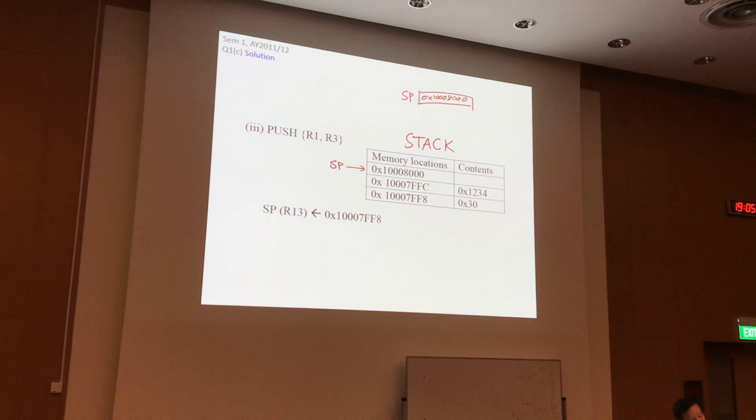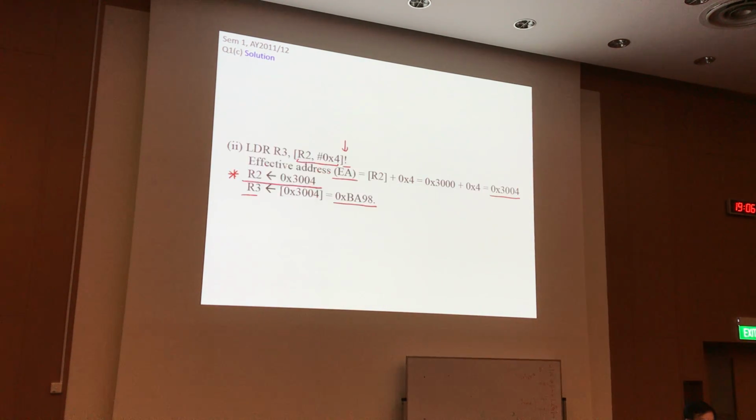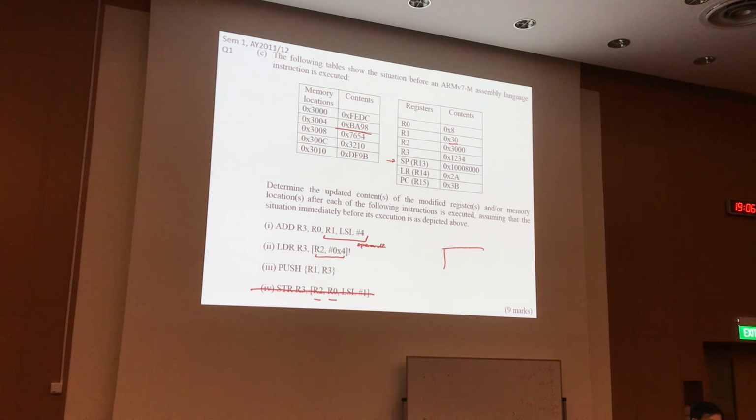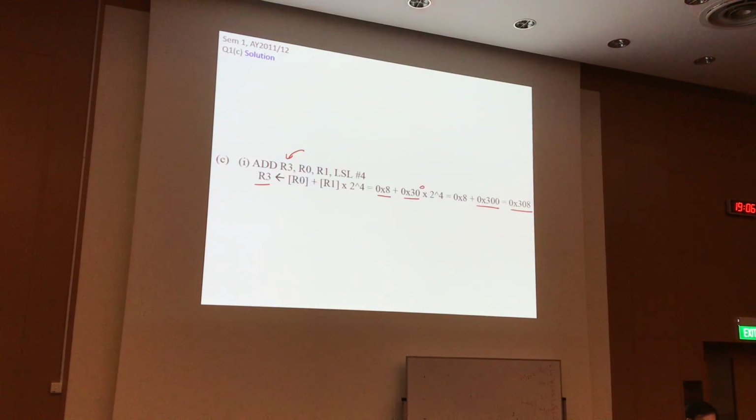So when you want to push two register values, you're going to store them here. Now the question is, does the R1 value come here or here? Does the R3 value come here or here? The simple rule of thumb is that the lower number register value goes to the lower address. So the R1 value will come here, and then the R3 value will come here. And if you check back here, R1 is here, and then the 1, 2, 3, 4 is the R3.